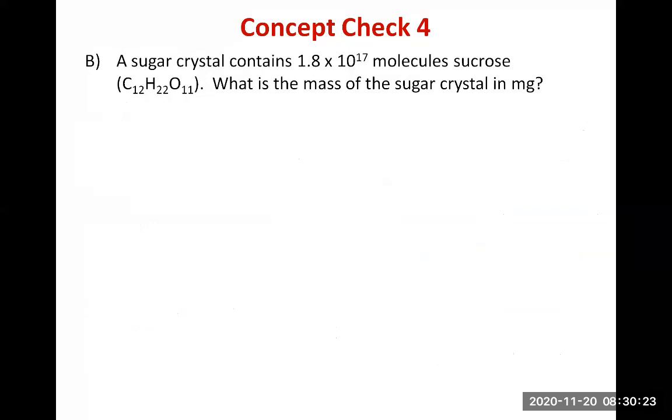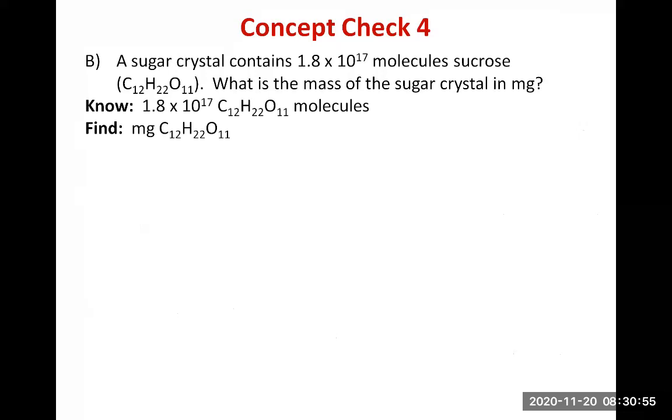Let's go through the second concept check, B. A sugar crystal contains 1.8 10 to the 17 molecules of sucrose, and the formula for sucrose is C12H22O11. What is the mass of the sugar crystal in milligrams? So we are given a number of molecules of sucrose, C12H22O11. It's a large number, of course. We want to know the milligrams of that sugar crystal. So in milligrams. So we have a number of molecules and we want milligrams.